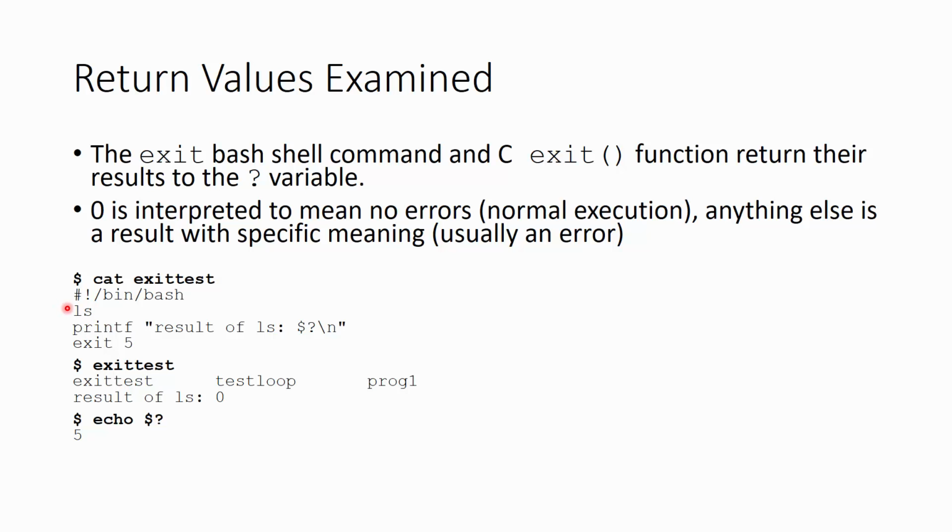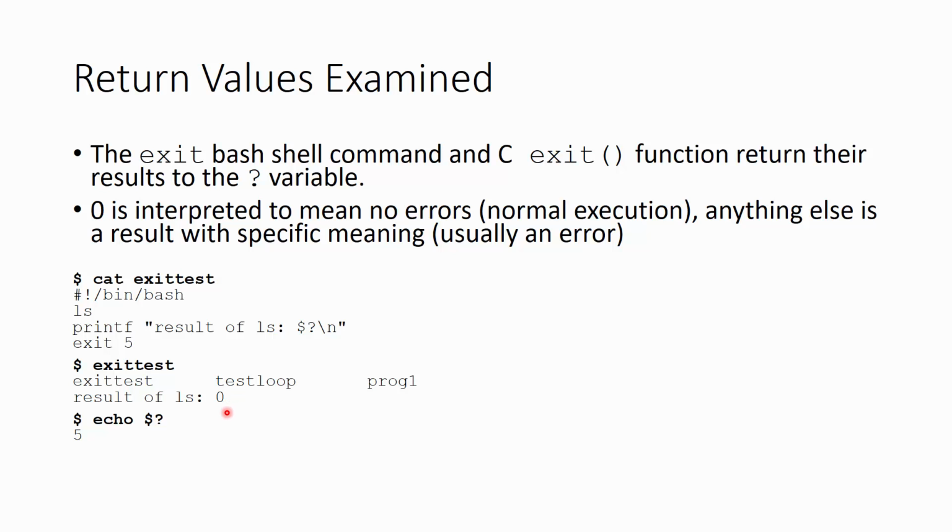So the first thing it does is it runs an ls. So here's the results of ls. Here's exit test, test loop, and program 1, say. Then it says the result of ls is the following, whatever is stored inside the question mark variable. And that tells me that the result of ls was 0, meaning success. The ls command had no issues, so I can query the question mark variable and see that it in fact had no issues.